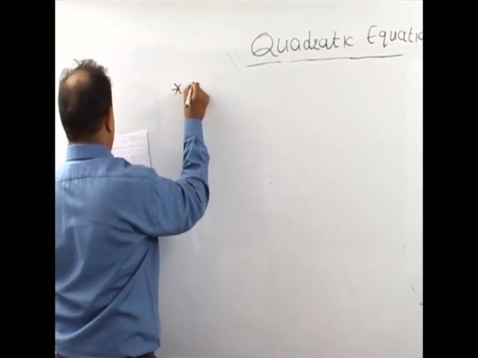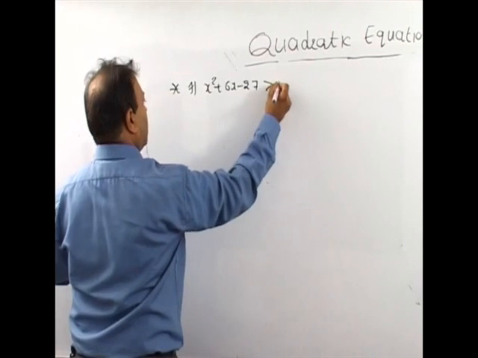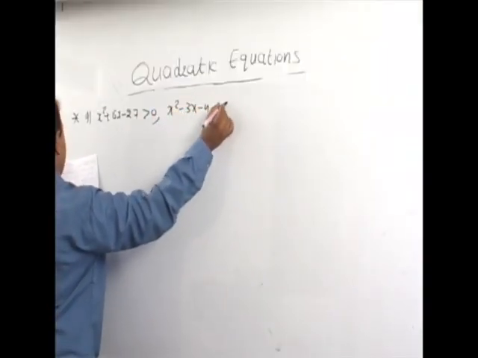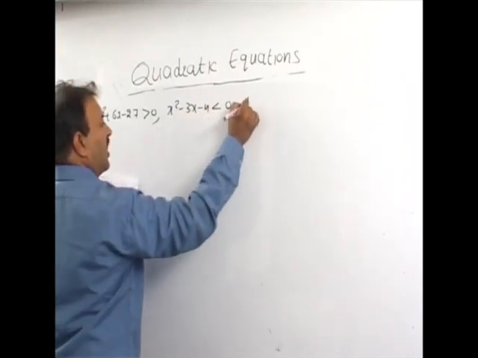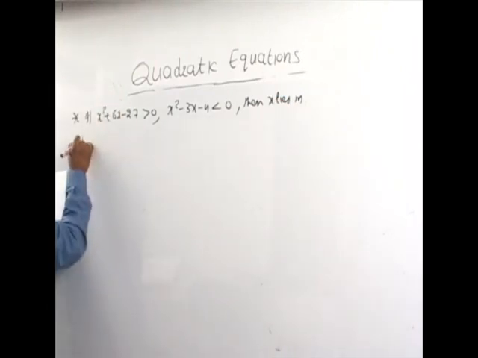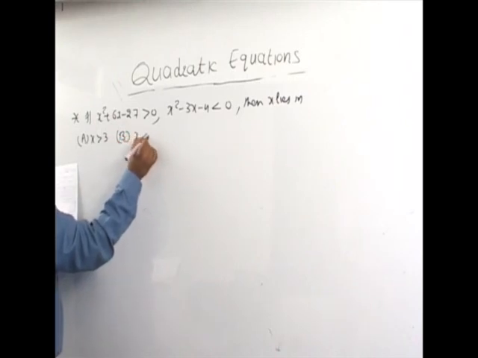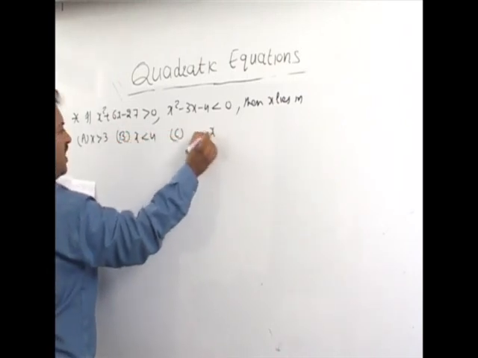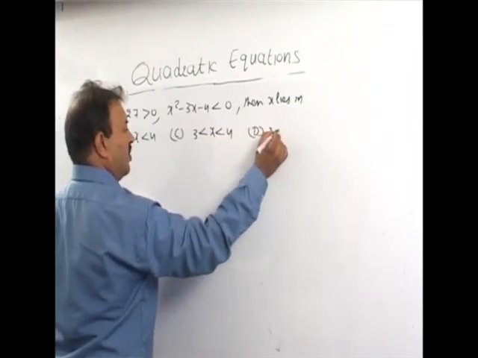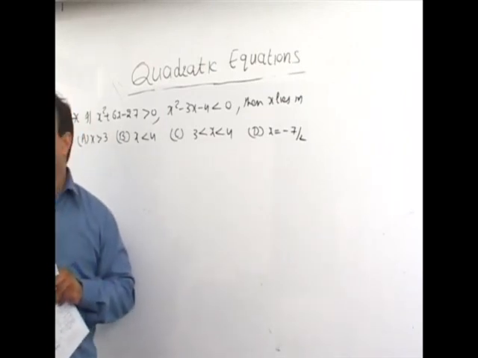Next question is, if x square plus 6x minus 27 greater than 0 and x square minus 3x minus 4 less than 0, then x lies in: A, x greater than 3; B, x less than 4; C, x lies between 3 and 4; and D, x is equal to minus 7 by 2. Now we have to calculate the right value.